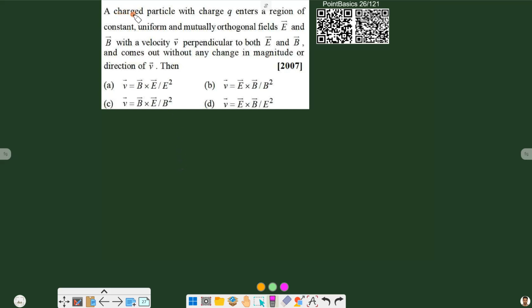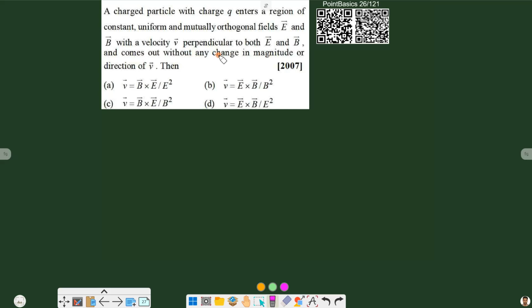So here we have a charged particle with charge q that enters a region of constant, uniform, and mutually perpendicular orthogonal fields E and B with velocity perpendicular to both of them and comes out without any change in magnitude or direction. So here the charged particle is moving in mutually perpendicular electric and magnetic fields. Velocity is perpendicular to both electric and magnetic field, and the electric field is perpendicular to both velocity and magnetic field, and same for the magnetic field also.